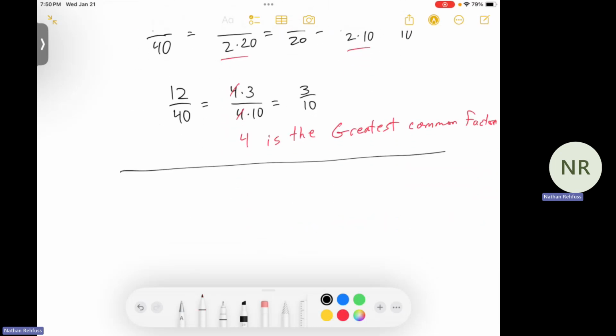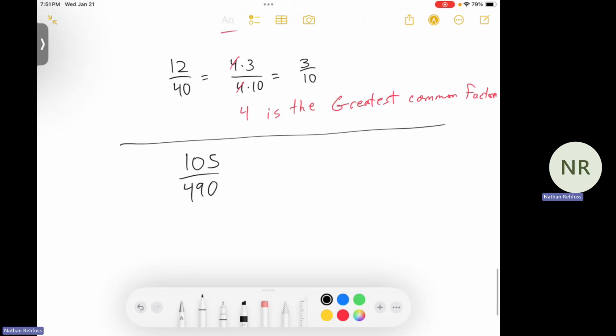Let's look at a really large fraction. 105 divided by 490. I'd like to reduce this and write it in lowest terms. What's the fewest number of cuts I could make in a pizza to describe this quantity? I do notice that both of these numbers are divisible by 5, but I don't know if 5 is the greatest common factor. I just know it's a common factor. If I take out the 5, I believe we'd have 21 over 98, and then we'd have to keep going.